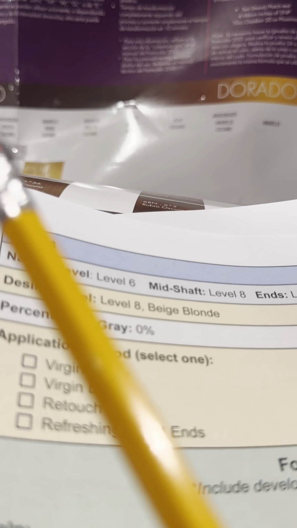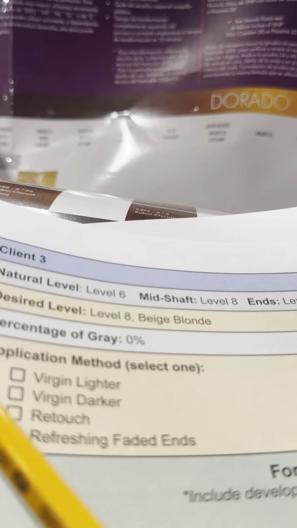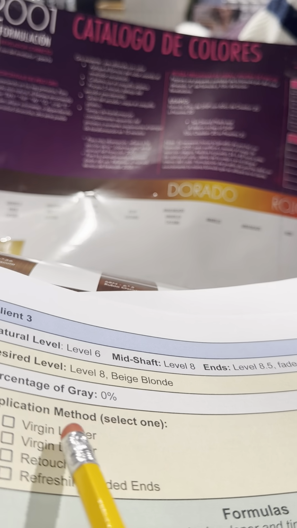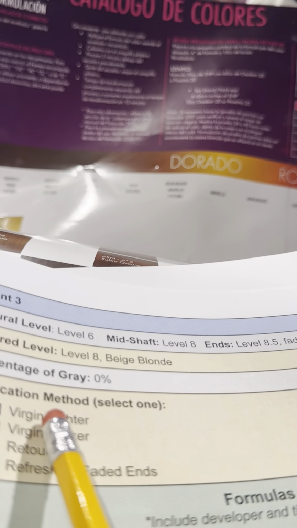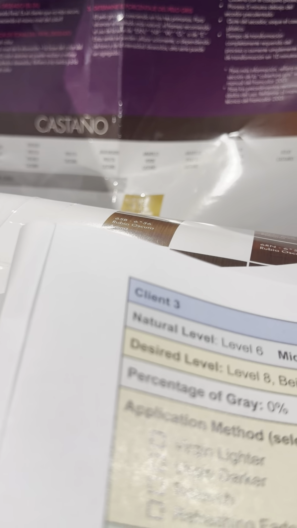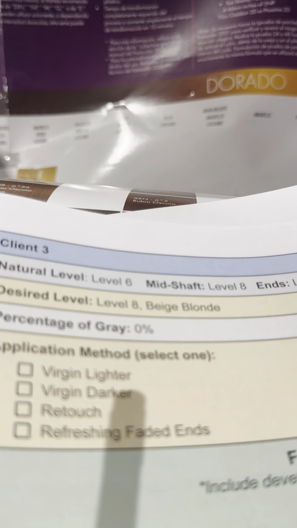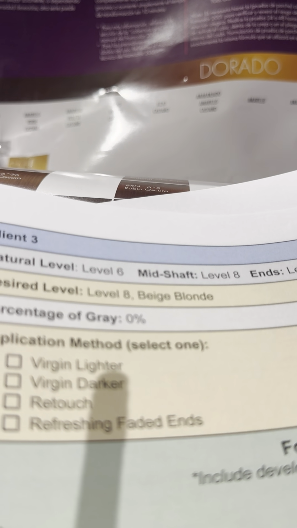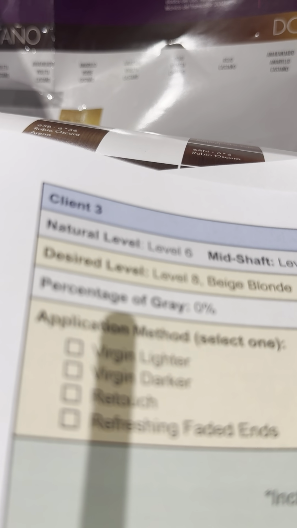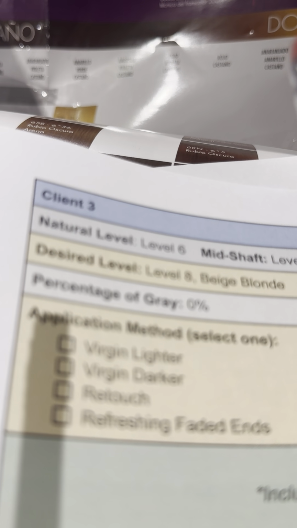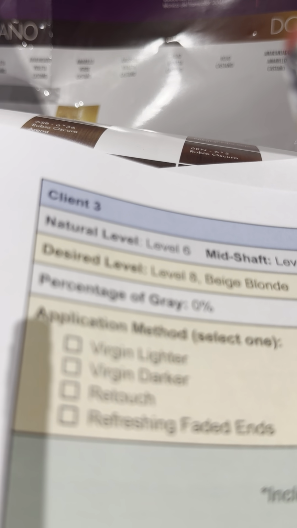6 to an 8. What's my remaining color at a level 8? Yellow orange. Beige blonde. Am I enhancing that yellow orange or refining it? That's a tricky one. Could be refined. We're gonna refine it a little bit. Yeah, because a little bit of yellow in the beige is good, but I don't want too much orange, right? Awesome.